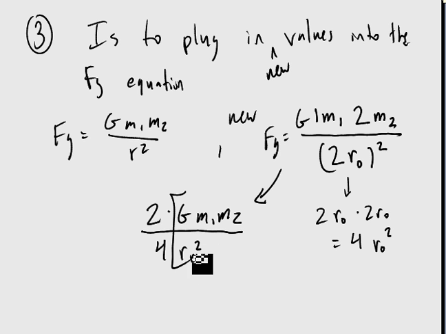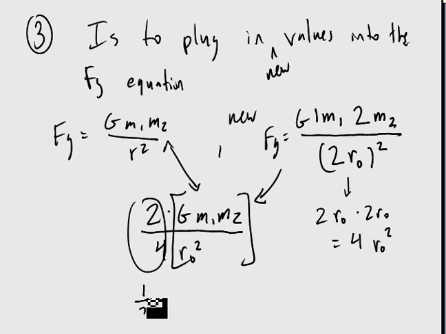And we can see that this whole section here is exactly the same as this. The only difference is that we have this 2 over 4 in front, which is a half. So what this means is that the new force is 1/2 of the old force. And so if I gave you these values and I said, well, one of the masses doubles and the radius doubles, what will happen to the force? You can say it's 1/2 the original.